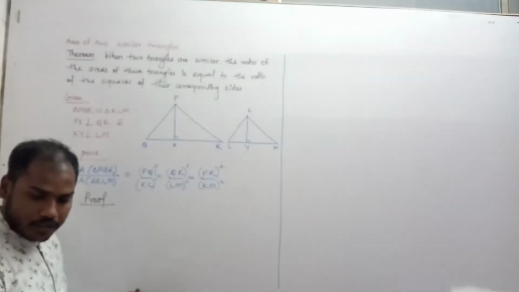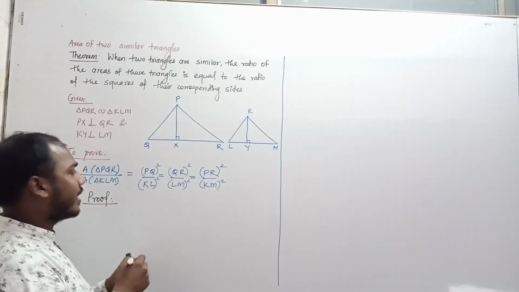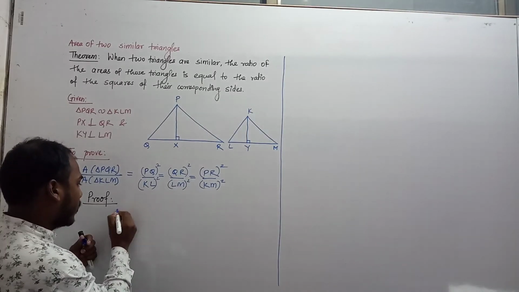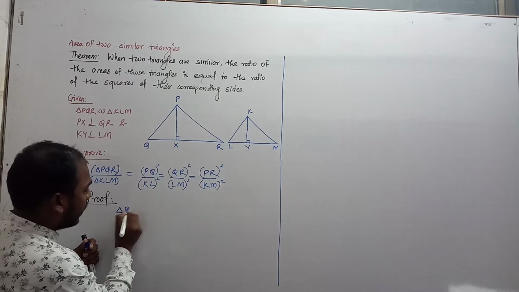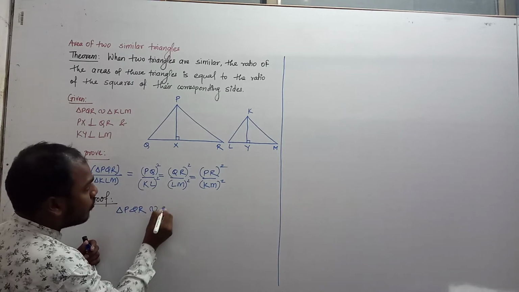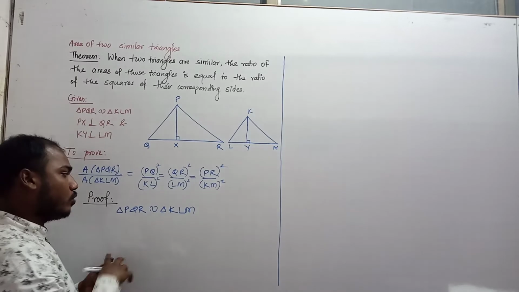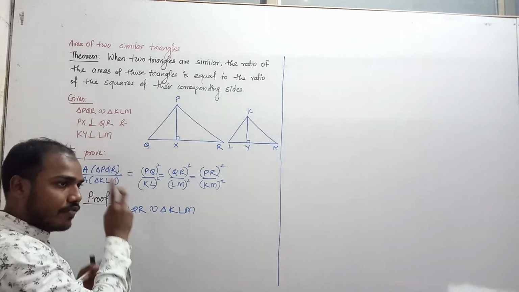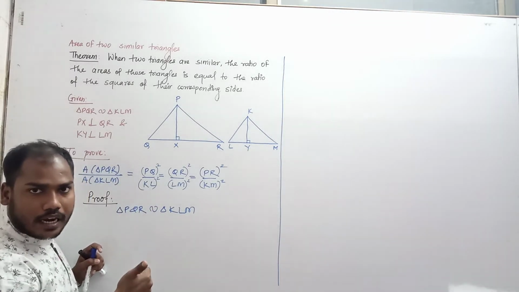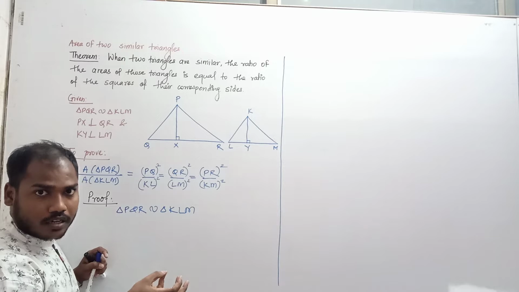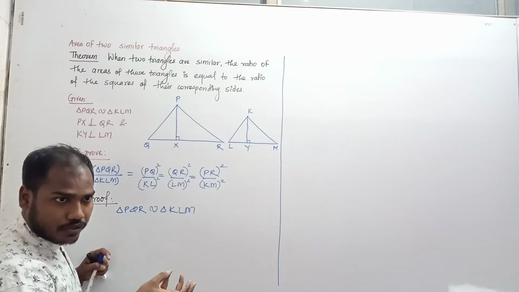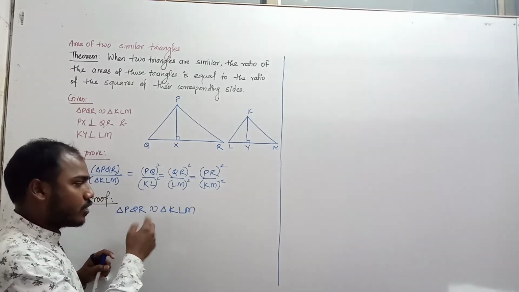So very simple, they have given triangle PQR is similar to triangle KLM. The first we will write triangle PQR is similar to triangle KLM, and as we know, when we have two triangles similar, we can say that the corresponding sides' ratios are equal and their corresponding angles are equal.